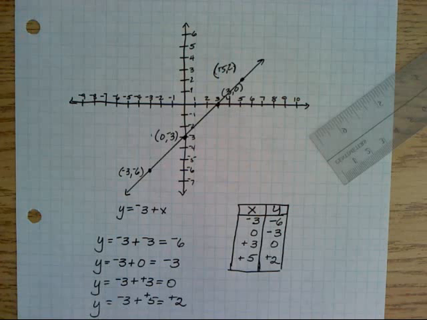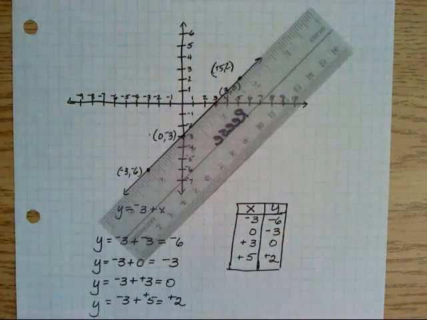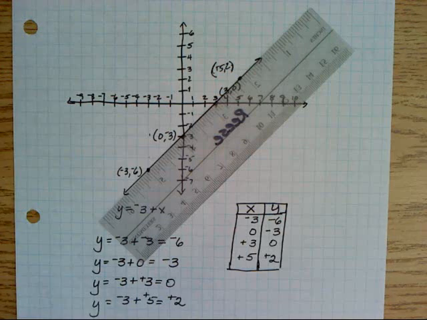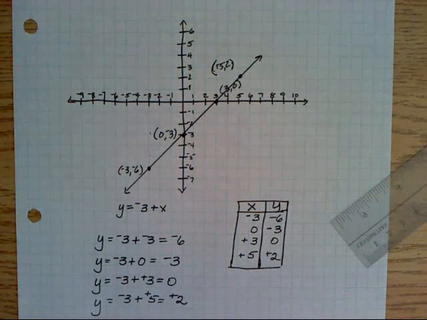So the next thing that we're going to plot is 0 and negative 3. 0 is on my x-axis, so that means I go where, right or left? Right, I stay on 0. And the y value tells me the y value is negative 3, so I'm going to go up or down 3? Down. So 0, negative 3.